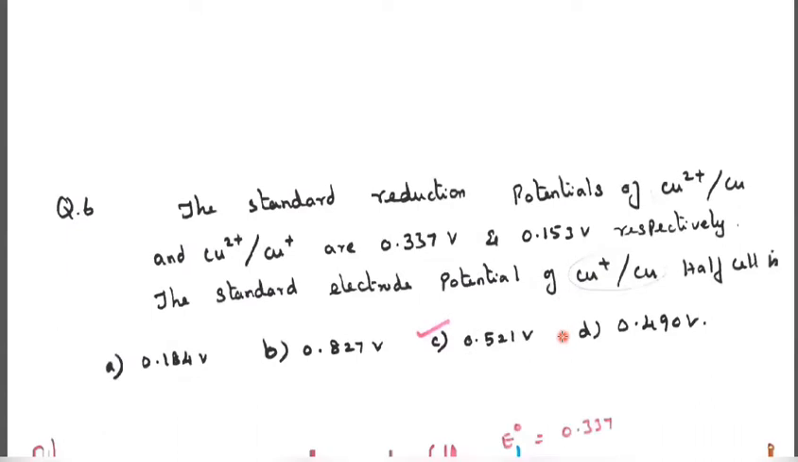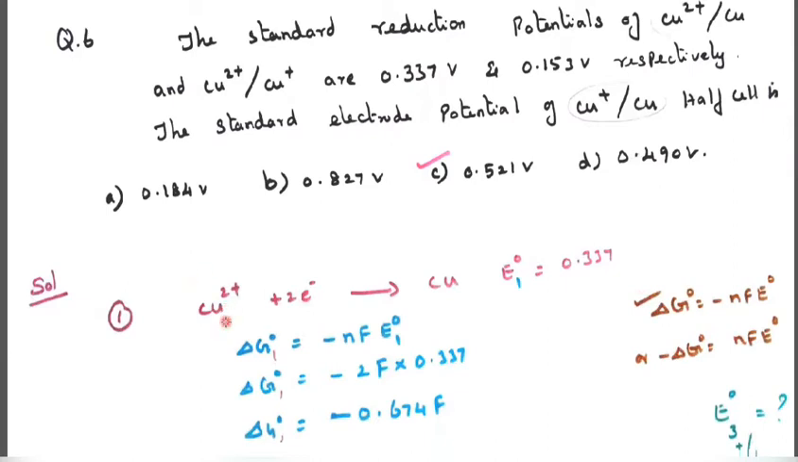Welcome back to the next series, question 6. The standard reduction potentials of Cu2+ to Cu and Cu2+ to Cu+ are respectively 0.337 volt and 0.153 volt. The standard electrode potential of Cu+ to Cu is not given, so we should calculate it.